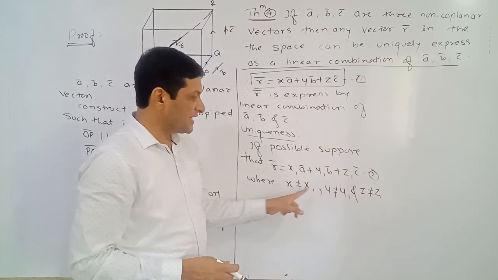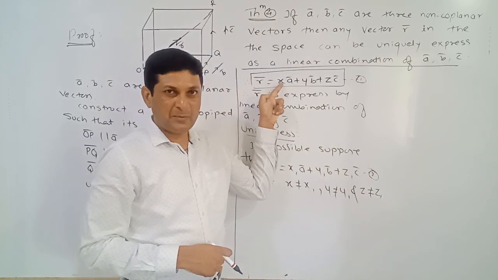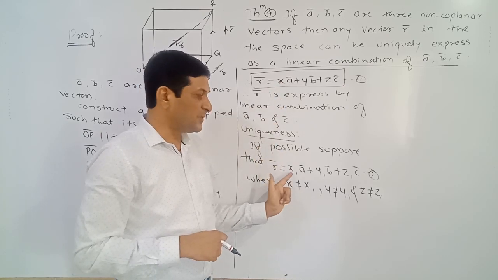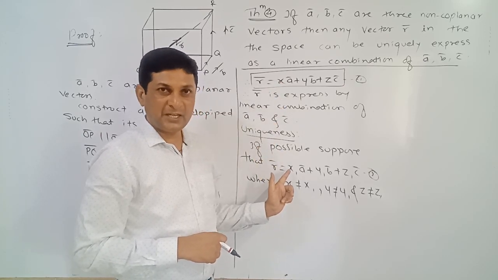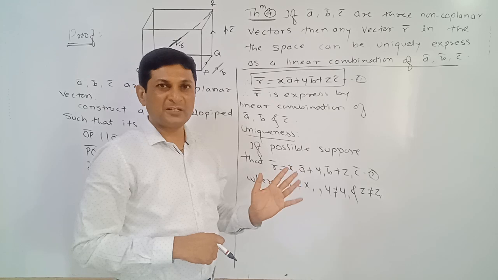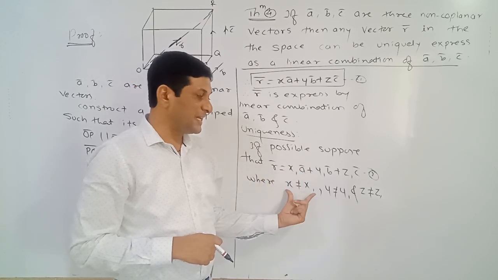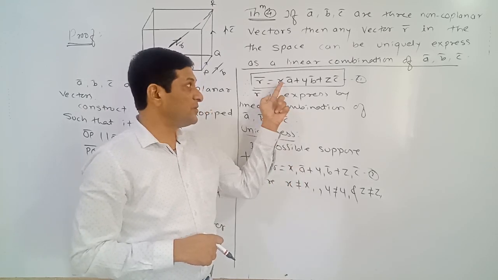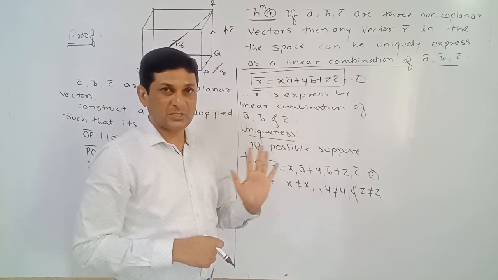What is x and x1? x is the coefficient of A bar in the first equation and x1 is the coefficient of A bar in the second equation, where x and x1 are nothing but scalars, and the values of these scalars are unequal. Means the coefficients of A bar in both equations are different.